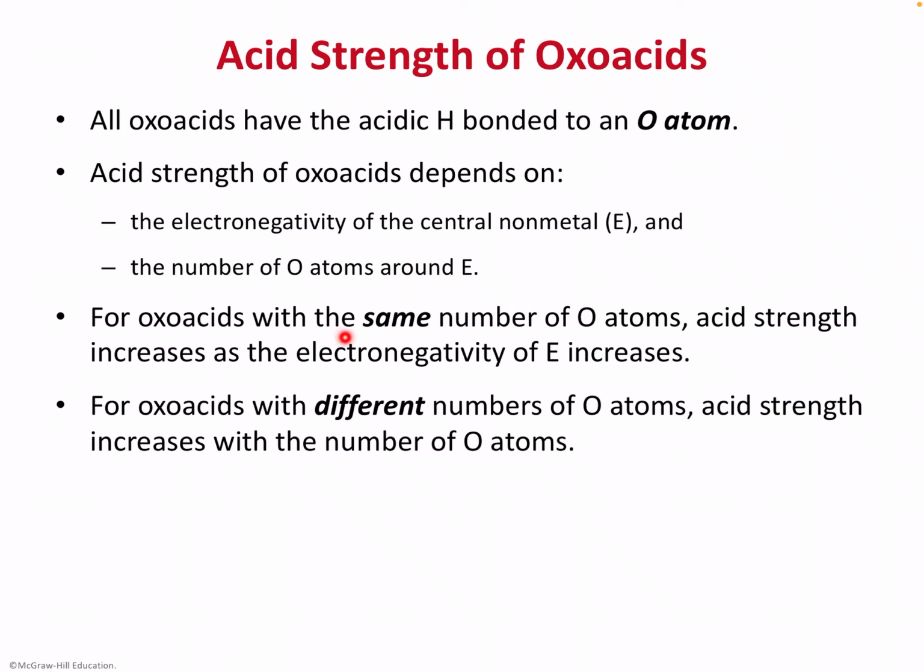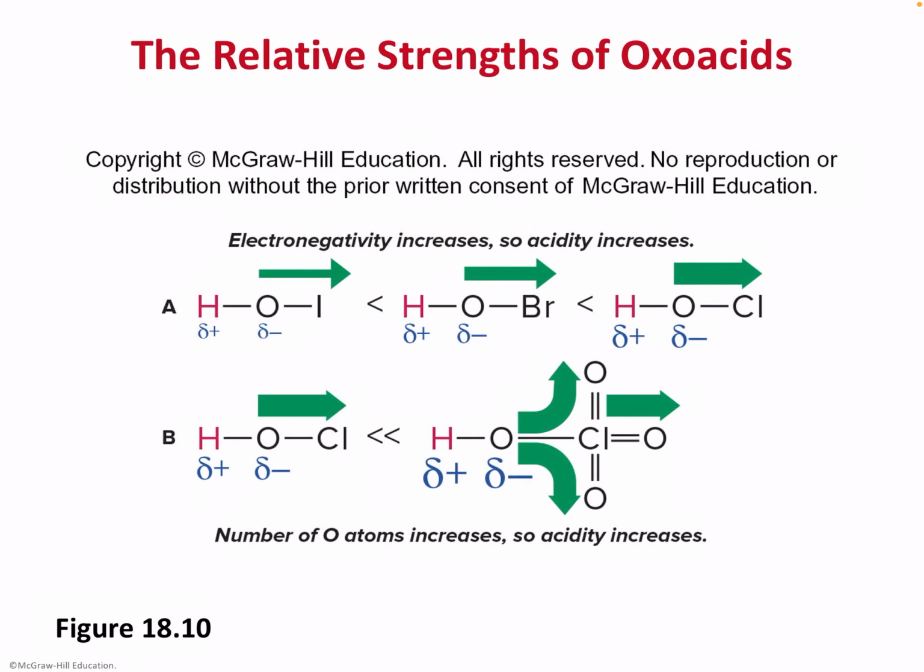For oxoacids with the same number of oxygen atoms, acid strength increases as the electronegativity increases. Let's look at that over here. So these are three oxoacids. This is the nonmetal connected to oxygen and hydrogen: iodine, bromine, chlorine, each with oxygen and hydrogen. Acid strength increases as the electronegativity of the nonmetal increases. Between iodine, bromine, and chlorine, chlorine is the most electronegative element.